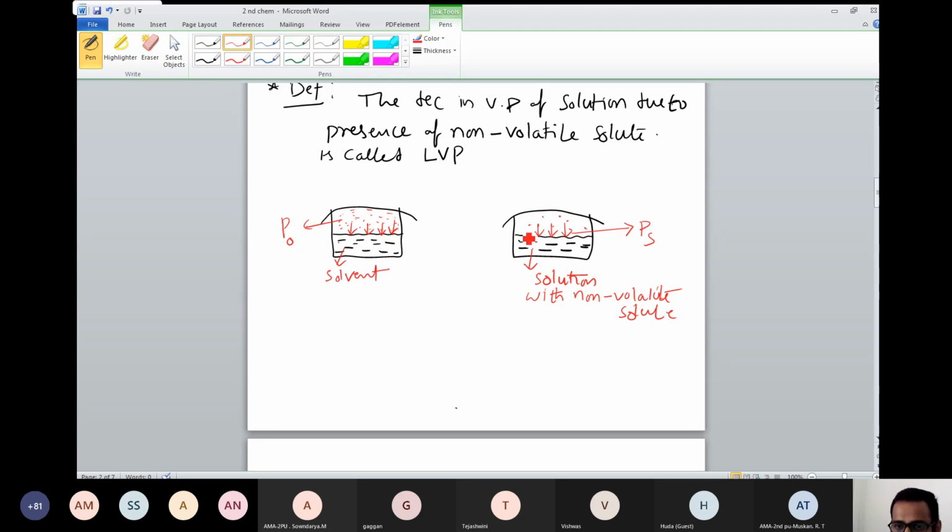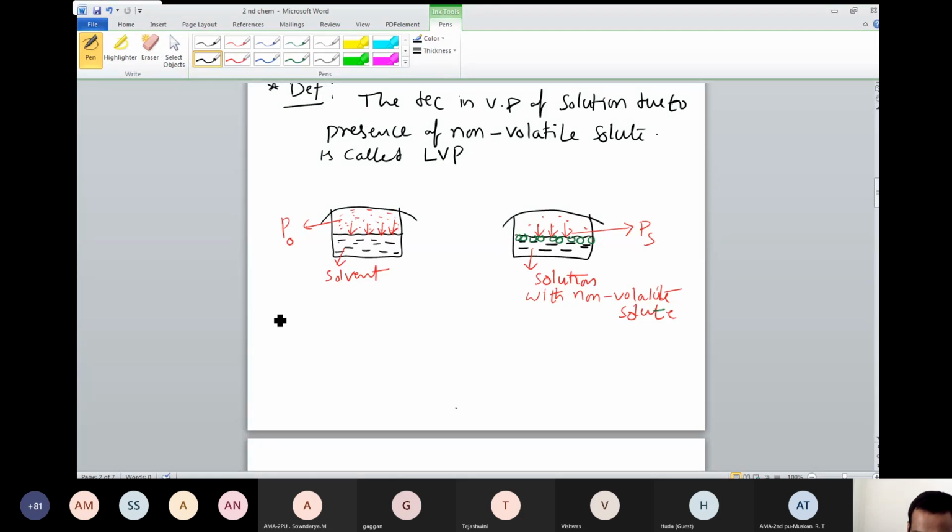Sir, why are the vapors less here? Because here you have macro particles. Solvent particles I am showing in green color. These consist of macro particles, so they occupy more place on the surface. When they occupy more space on the surface of the liquid solution, the liquid cannot vaporize. Vaporization is difficult here because the solution consists of non-volatile solute. Very, very important.